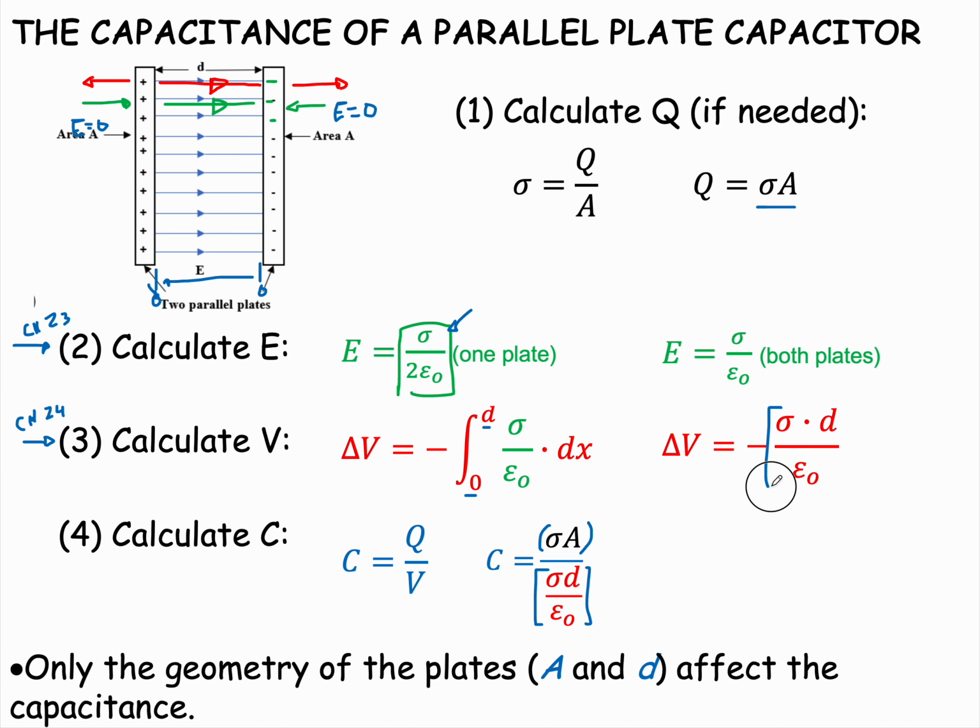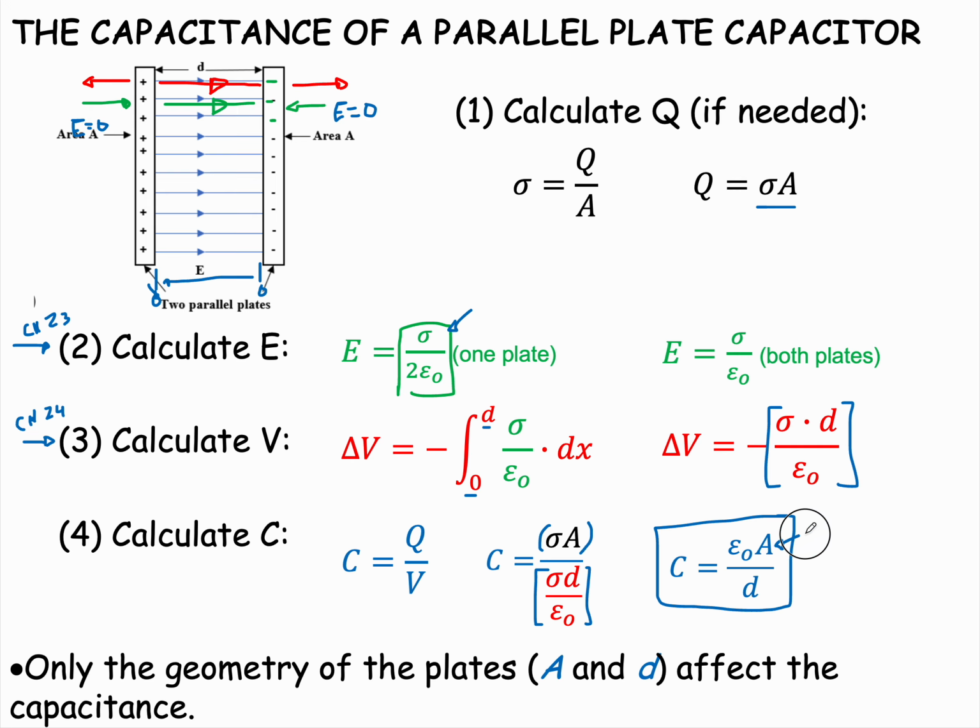And notice I'm only using the magnitude. I'm ignoring the sign. It's the magnitude of the voltage difference. We don't really care about sign. You can't get negative capacitance. And if you solve this, we discover that the capacitance of a parallel plate capacitor is simply given by this equation. And this one, we're going to use a bunch. But notice this bottom part here. Only the geometry of the plates affects the capacitance, not the amount of voltage, not the amount of charge.